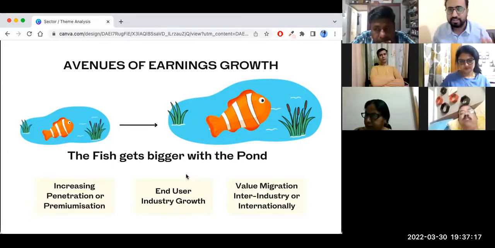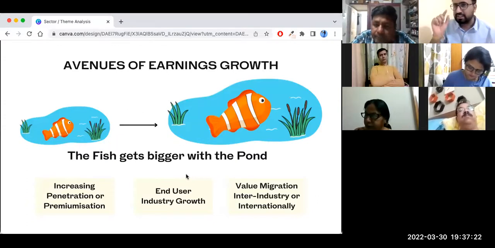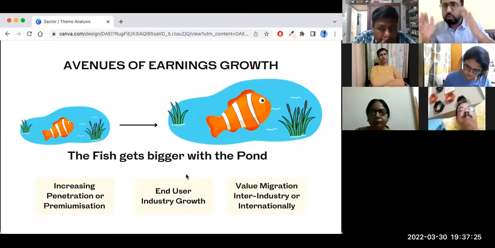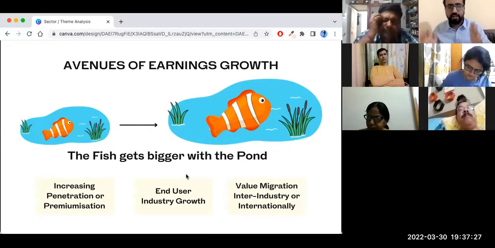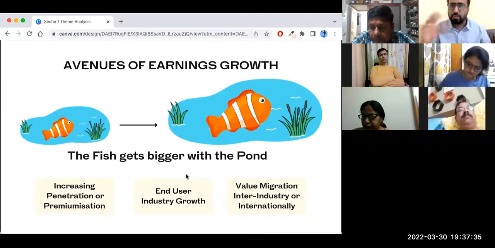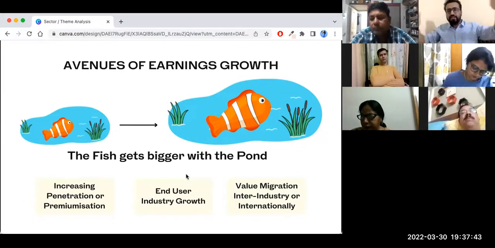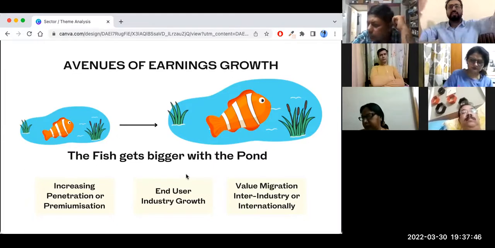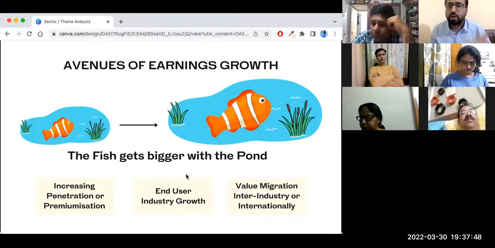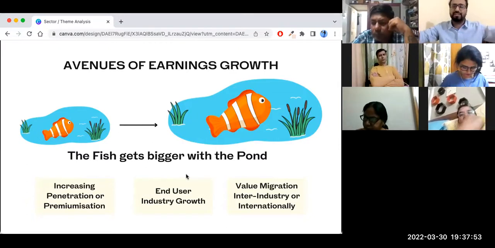Now, because of three reasons, either penetration, premiumization. Penetration and premiumization is specifically valid in consumer-facing companies. End user industry growth is specifically valid in B2B, business-to-business companies. And there are only a few examples of value migration inter-industry or internationally, but that's also there. Because of these three reasons, the sector becomes bigger. And when the sector becomes bigger, all the companies in that sector become big. When the pond becomes big, all the fishes in that pond become big.